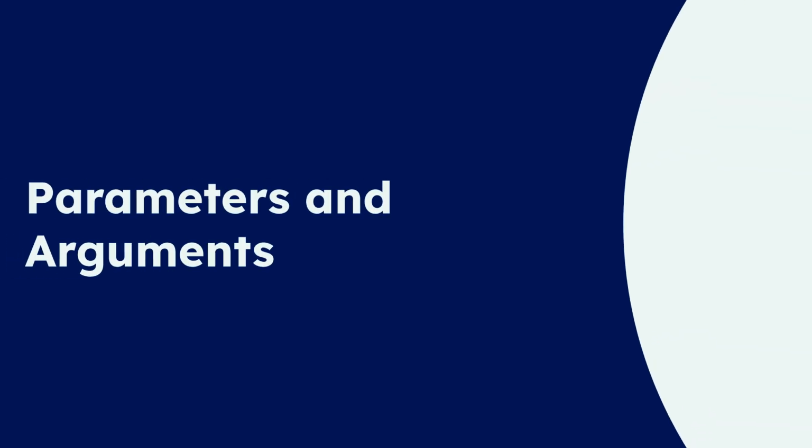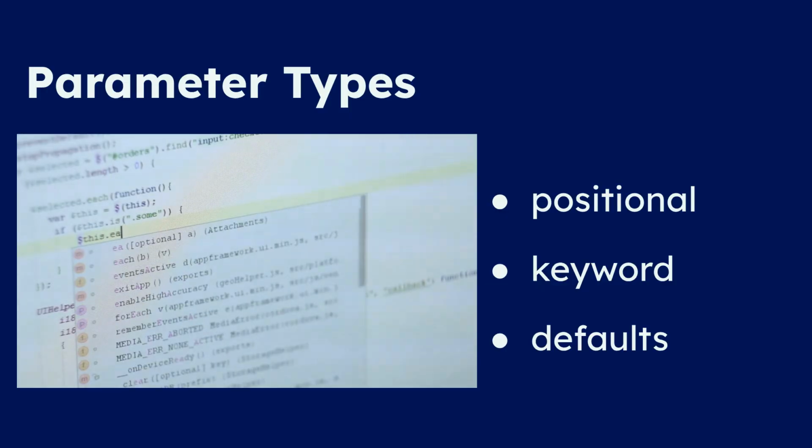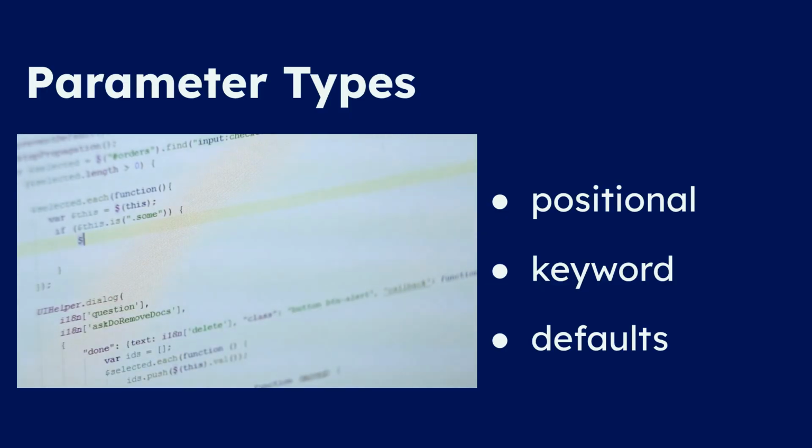Next, let's look at parameters and arguments. We'll cover positional, keyword, and default parameters, along with keyword-only parameters, *args, and **kwargs. Use keyword-only parameters for clarity and avoid confusing positional order.